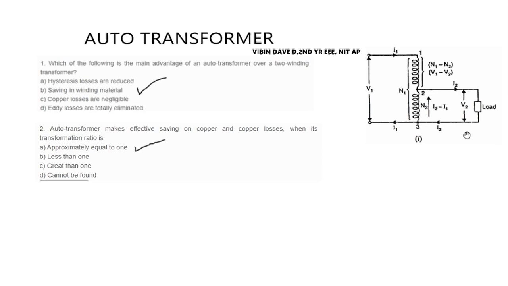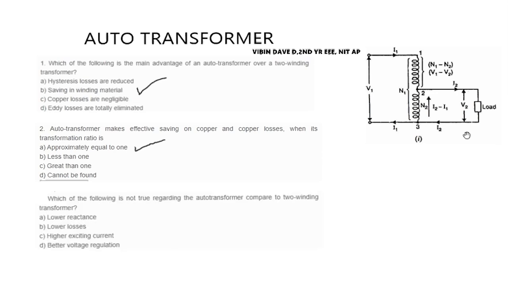So let's move to the next question. Which of the following is not true regarding the autotransformer compared to a two winding transformer? Low reactance, lower losses, higher exciting current, better voltage regulation. When I listed the advantages of autotransformer, I mentioned that an autotransformer only requires lower exciting current. So without any doubt, we can choose this one. The answer is C. I hope you understood everything.